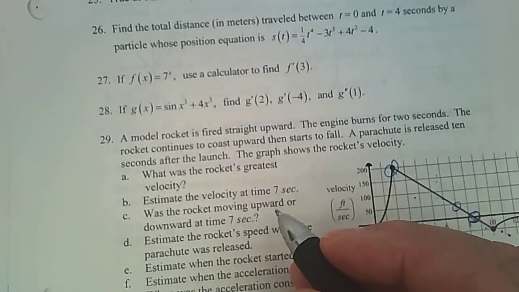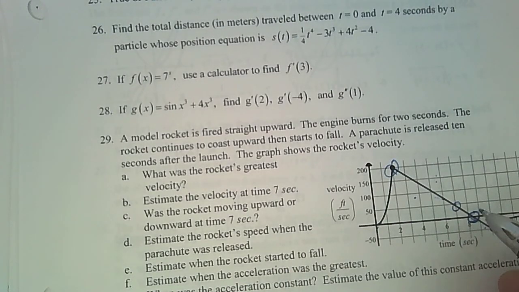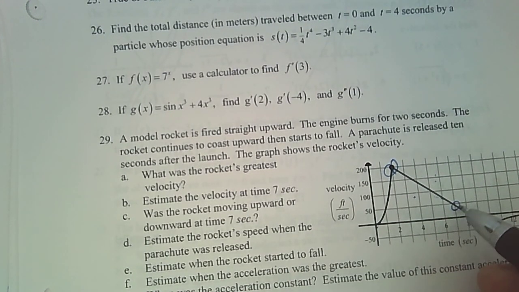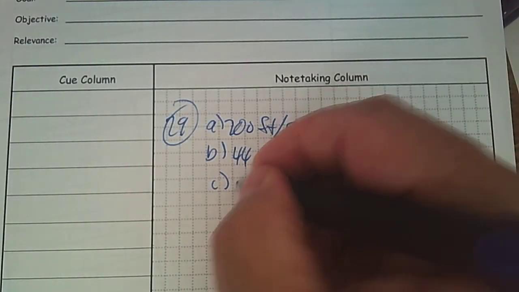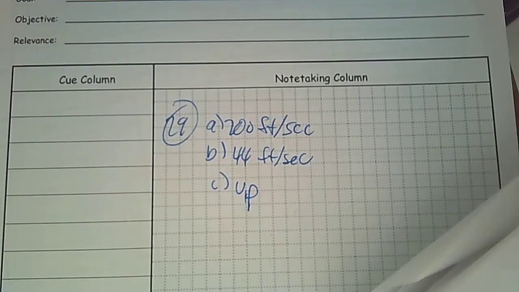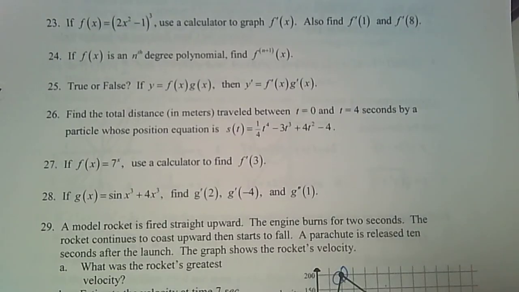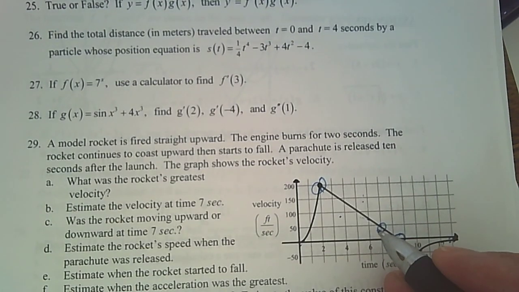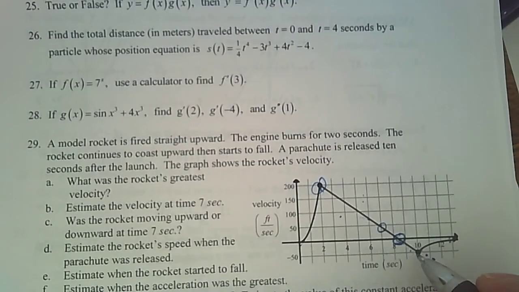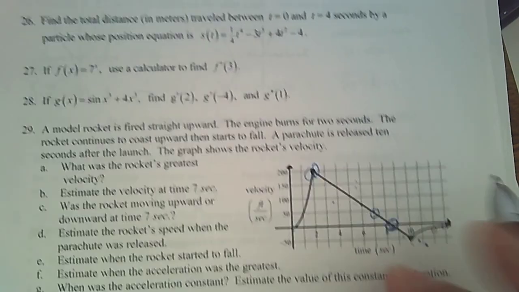Was the rocket moving up or down at 7 seconds? Is it above or below? Because it's positive velocity, it's moving up. But it's a trick, isn't it? Because it looks like it should be moving down because the line is moving down. But positive velocity means up. Negative velocity means down. So at 7, because it's positive velocity, it's still moving up.